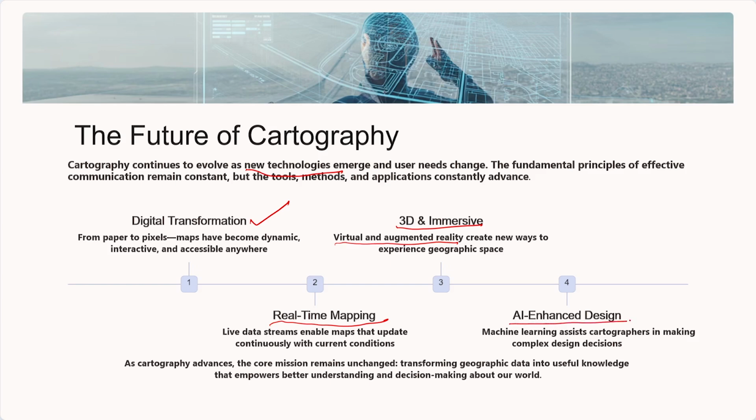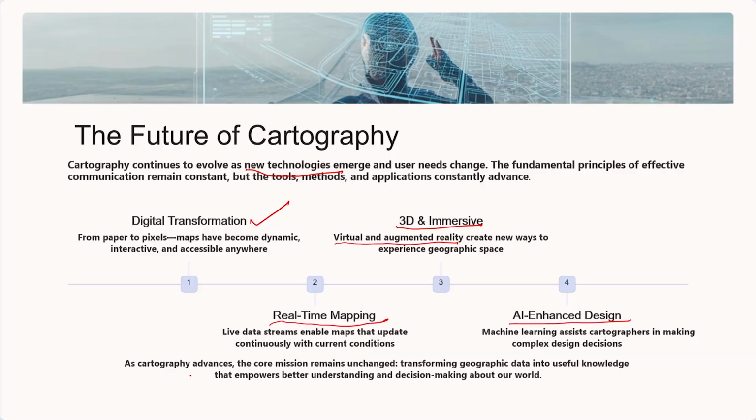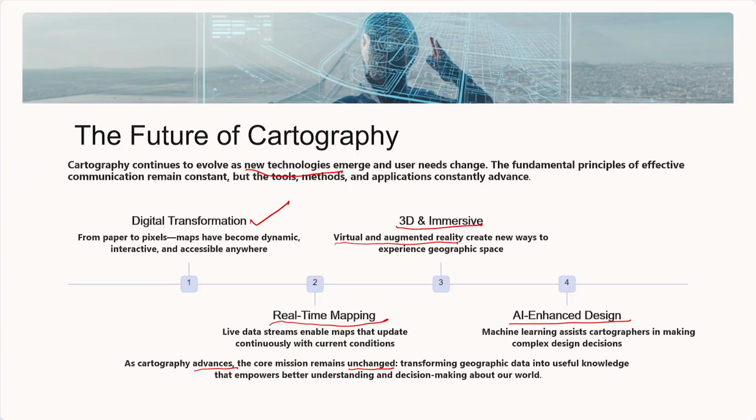And AI enhanced design: artificial intelligence and machine learning assist cartographers in making complex decisions. We now use AI based technologies to take decisions and to prepare maps. As cartography advances, the core mission remains unchanged, that is the transformation of geographic data into useful spatial knowledge that empowers better understanding about your area, your region, your country, and decision making about the world.